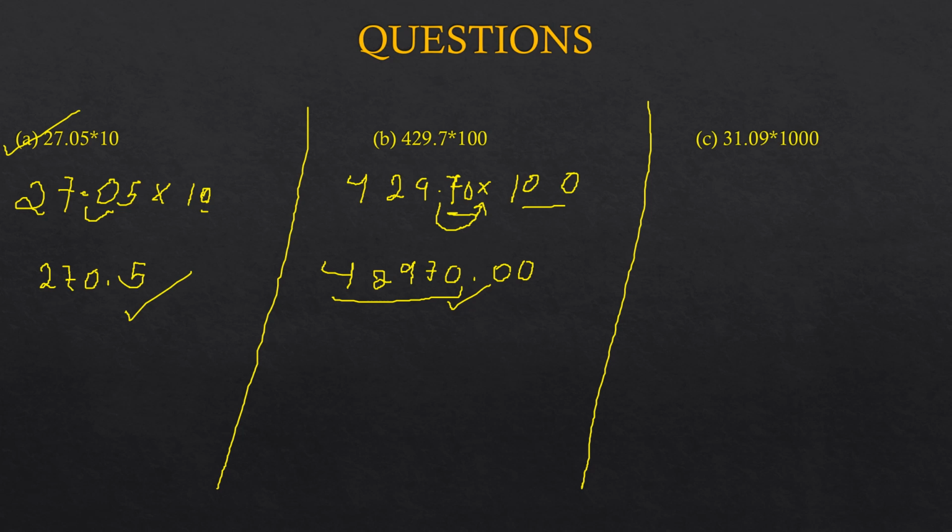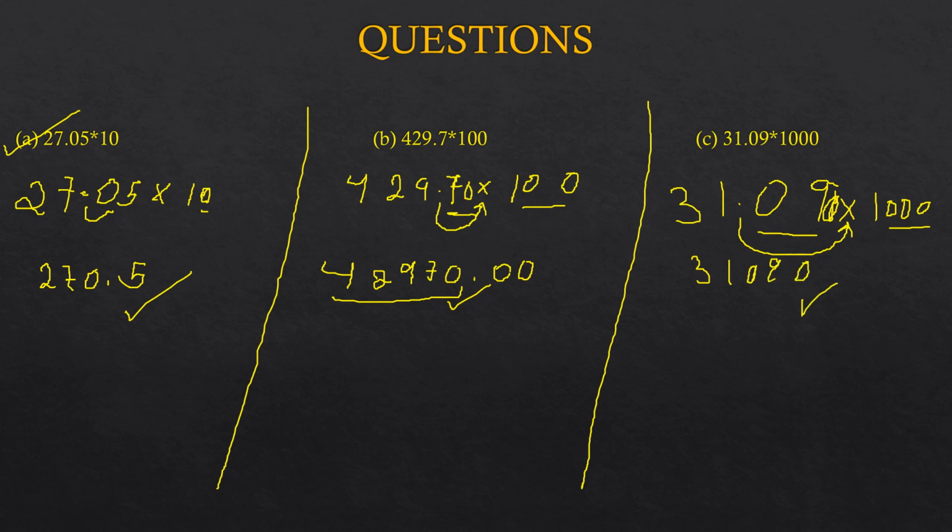Okay, third part we are having 31.09, and this 31.09 has to be multiplied by 1000. So 1000 means we have to shift the decimal point to the right by how many places? 3 places, but here we are having only 2 places, so we will insert a 0 here. So we will shift this decimal point by 3 places now. So what we will get? We will get 31090. Okay, this will be the answer for this question.